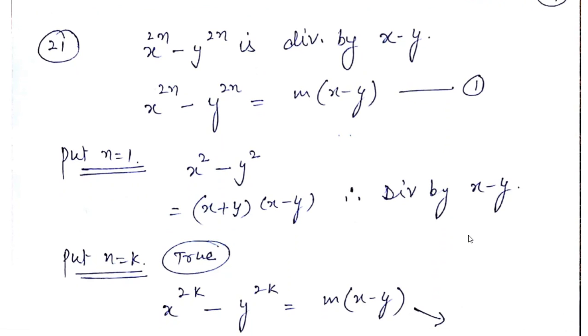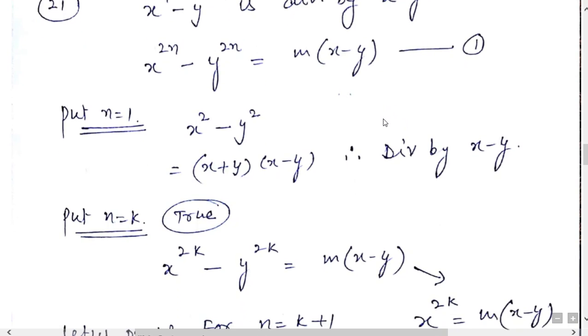Question number 21. x raised to power 2n minus y raised to power 2n is divisible by x minus y. Let it be equal to m into x minus y. Insert n is equal to 1. It's x square minus y square, which can be written as x plus y into x minus y. It means it's divisible by x minus y.